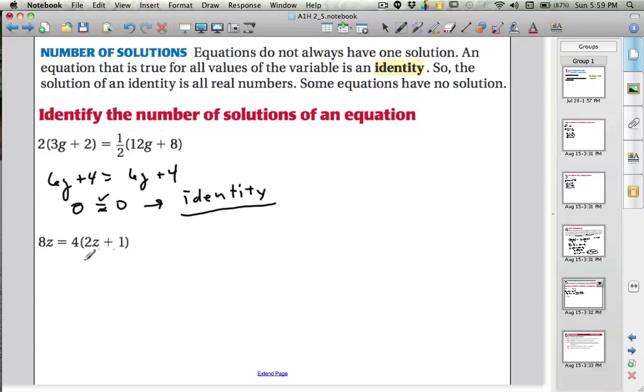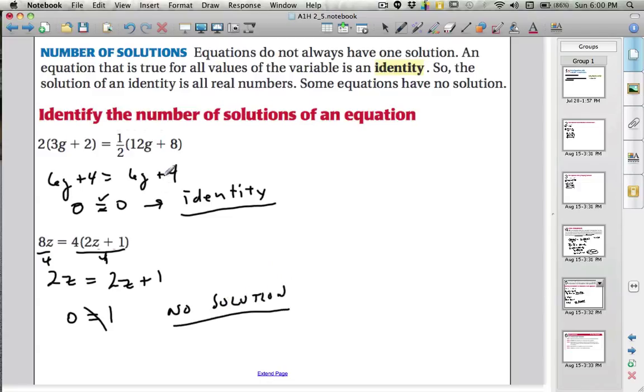Now let's take a look at this other problem. If I have 8z and I distribute, now this is a case where I might want to, rather than just distributing, go ahead and divide by the 4. Right? 8z divided by 4 is 2z, and that way, instead of distributing, I've divided both sides by 4, and that would be equal to 2z plus 1. If I subtract 2z from either side, I'll get 0 is equal to 1. And that is not true now, and it is never true. So this one would have no solution.